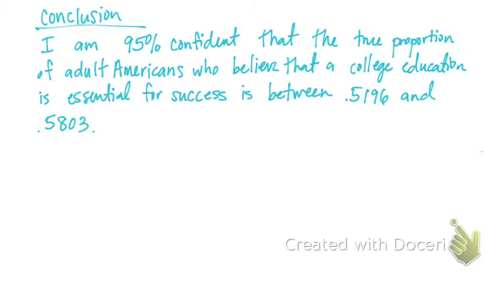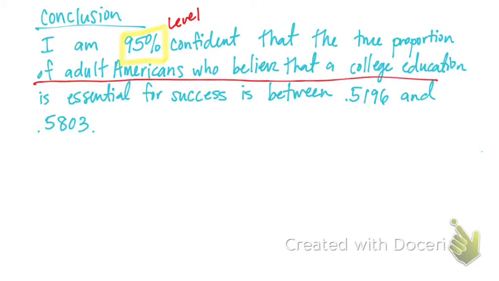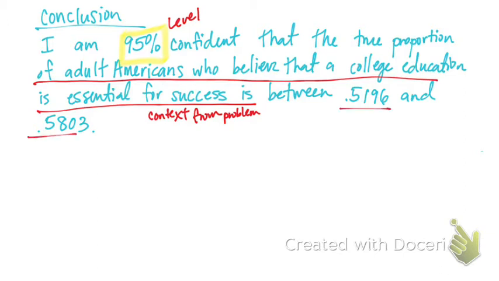So what will vary from example to example? This right here is my confidence level. This right here is context, and it'll come straight from the problem. You do not change words. Don't get fancy and try to change things. You just copy and paste it. And then the lower and upper bound. So that's my interval.